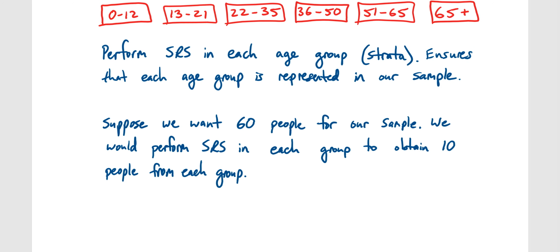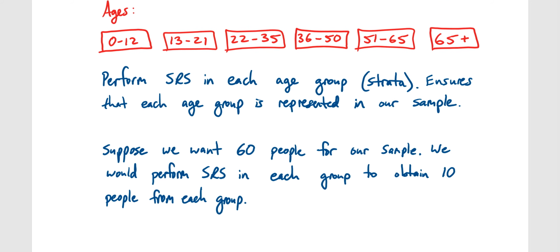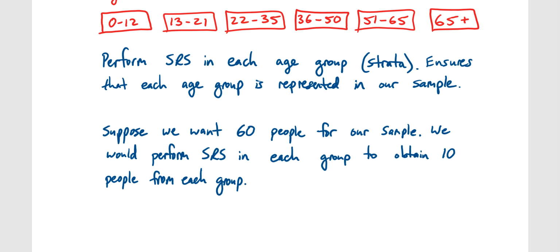Okay, so let's say we wanted 60 people total for our sample, and we had these individual strata here. We would perform SRS in each group to obtain 10 people from each group, because there are 6 total groups. So 6 times 10 gives us the 60 that we need. Okay, so that is our stratified sample.